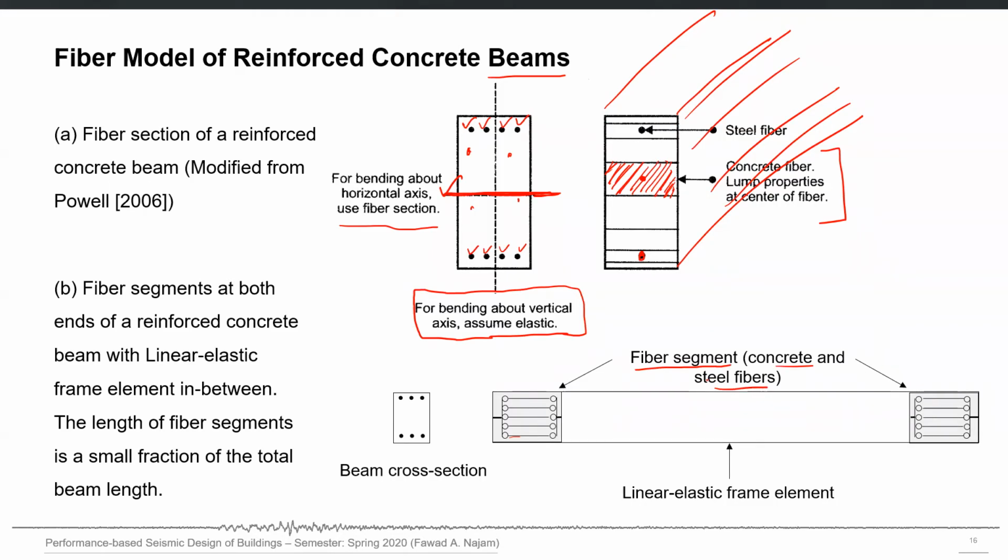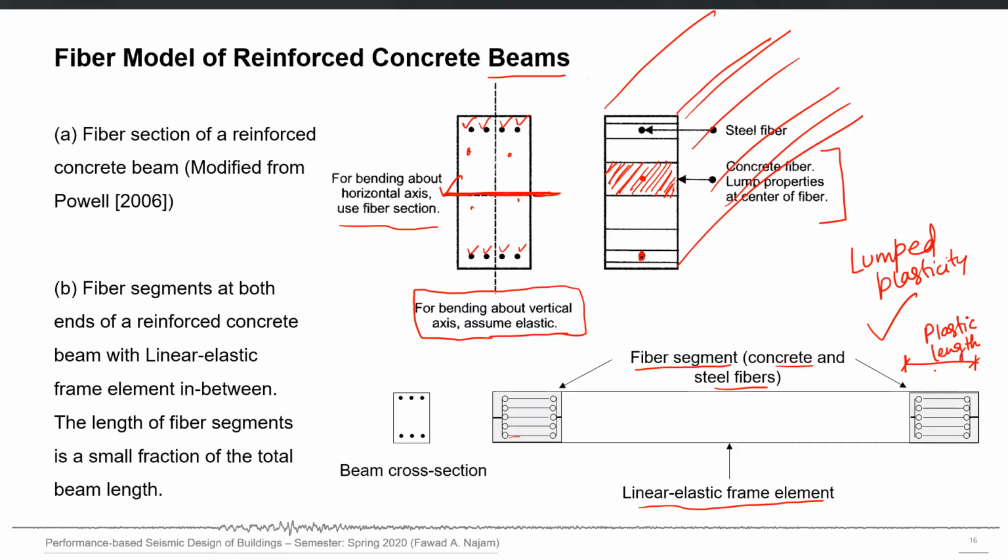At both ends, we have fiber segments, and in between, we have the linear elastic frame element. So basically, this model of beam is the lumped plasticity model, where the plasticity is lumped at certain finite lengths. Okay. So these lengths can be maybe some proportion of the total length. Generally, you can have the plastic length from different available literature, plastic length of beam.